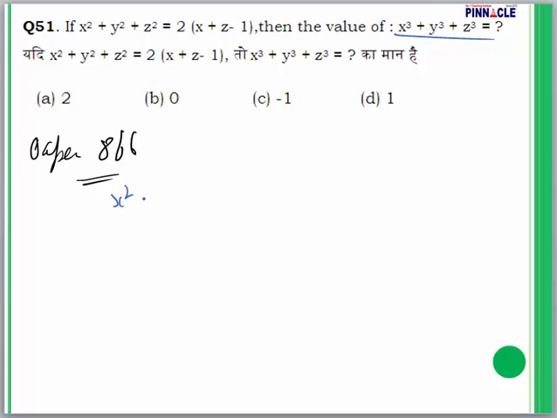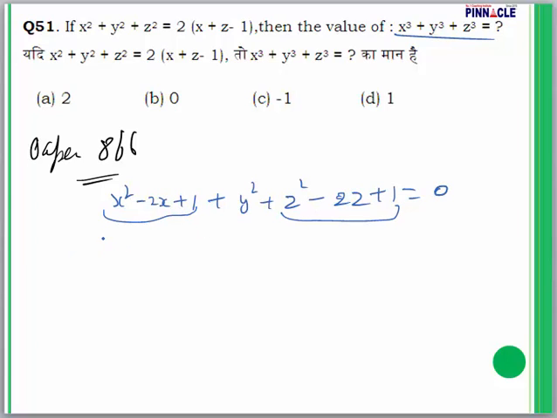If I take this side, it will become minus 2x, and I can write here plus 1, then y square, then z square minus 2z and plus 1 is equal to 0. If you see this expression, you will find that x minus 1 whole square, that is x square plus 1 minus 2x, then y square, and z minus 1 whole square is equal to 0.